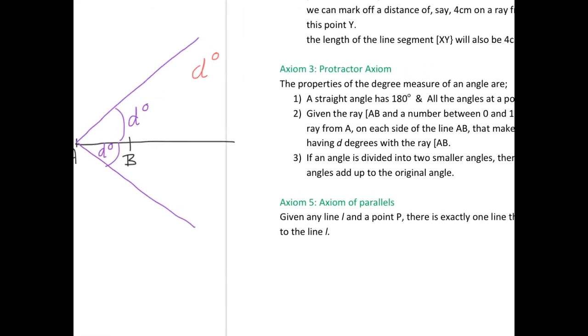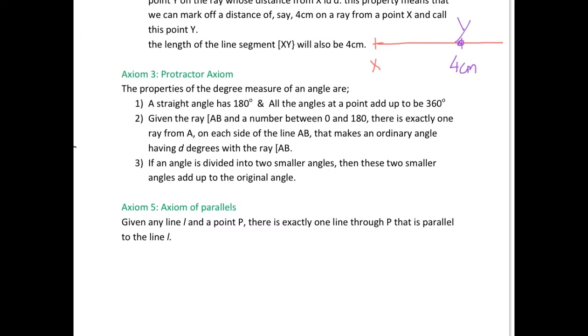The last part of the Protractor Axiom says that if an angle is divided into two smaller angles, then these two smaller angles add up to the original angle. So if you take an angle, say here, and we draw in another line that splits it up, these two smaller angles here and here add up to this bigger angle that we started with here. So this angle here.